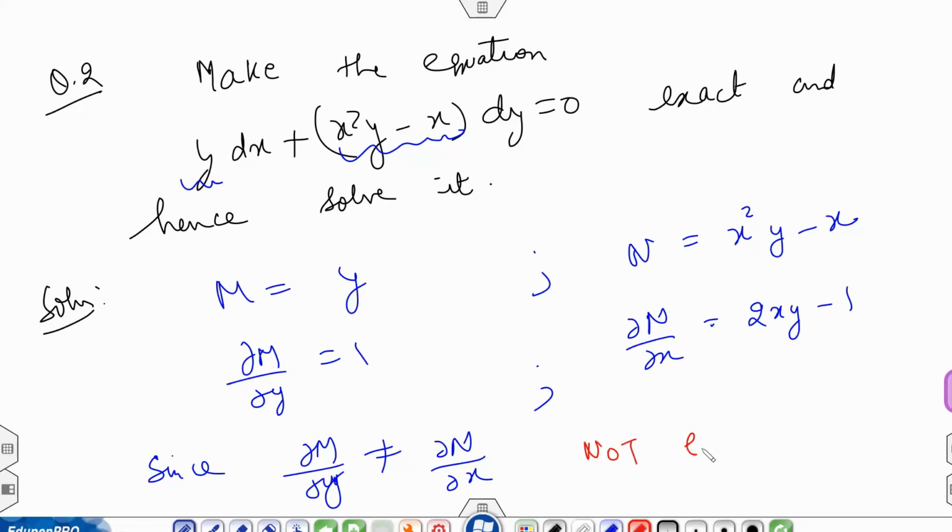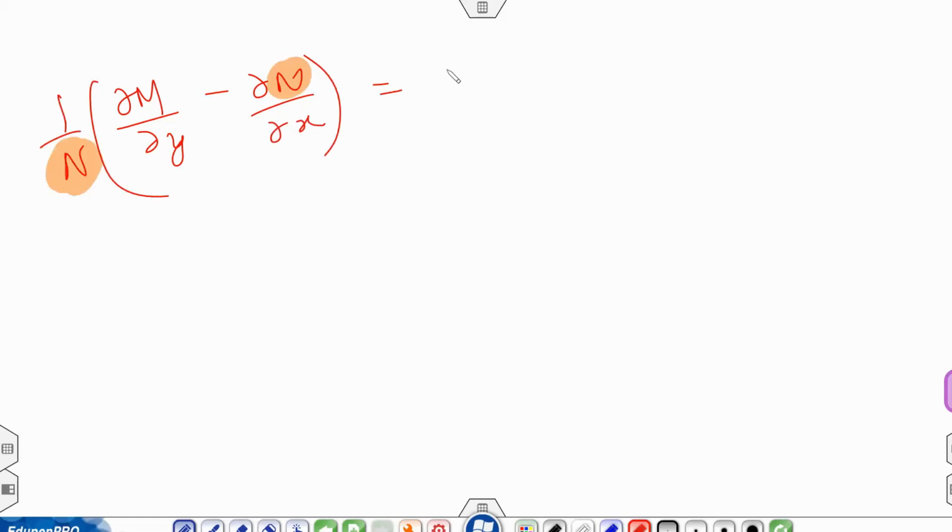So not exact. I will call this equation 1. Equation 1 is not exact. So now what you have to do, you need to find out del M by del y minus del N by del x, times 1 by N. So here what I am getting, 1 minus 2xy minus 1, this is 2 minus 2.